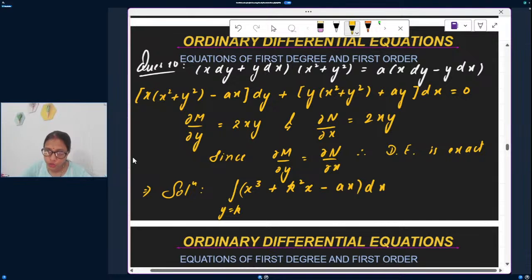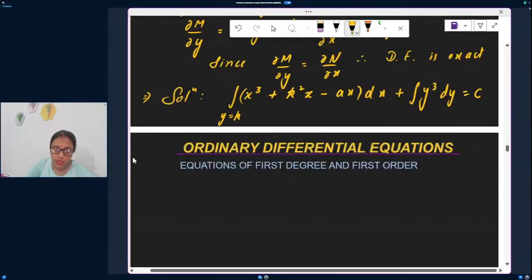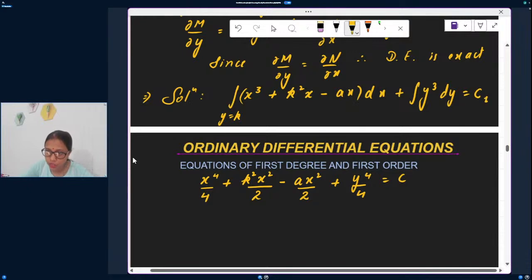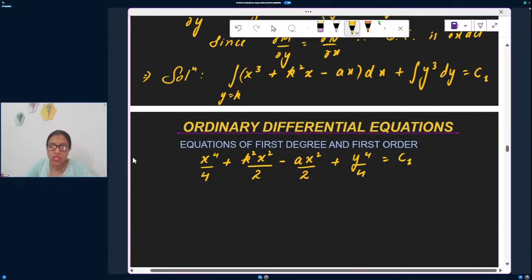Terms of N: the first term is y and x square, it has x, but the second term is y cube, it does not have any x, so it's y cube dy equals constant. So this becomes x to the power 4 by 4 plus y square x square by 2 minus a x square by 2 plus y raised to power 4 by 4 equals constant. You can take that to be c1 and adjust the constant. So it becomes x raised to power 4 plus y raised to power 4 plus 2 x square y square minus 2a x square equals some constant.